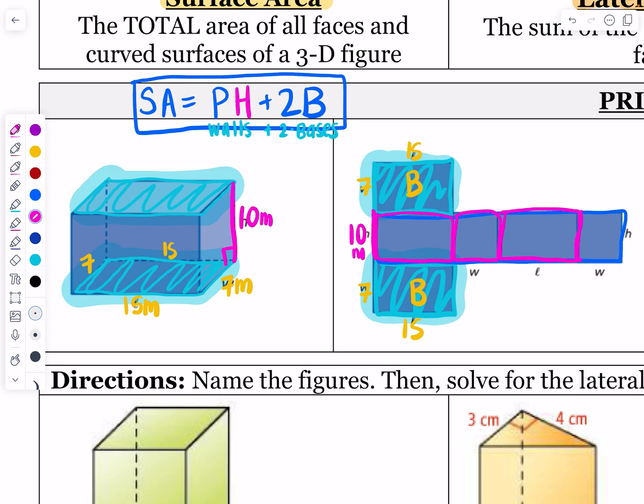When you sketch these, they do not have to be drawn to scale. Okay, so my height is 10 meters. And what are all those individual pieces? Well, 7, 15, and 7 and 15. So 15, 7, 15, and 7.